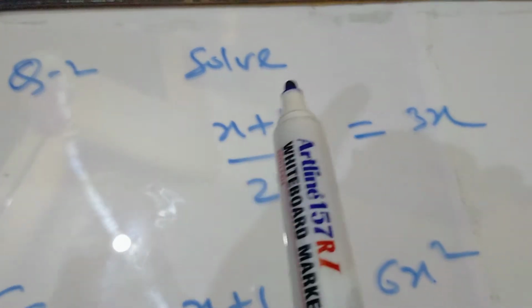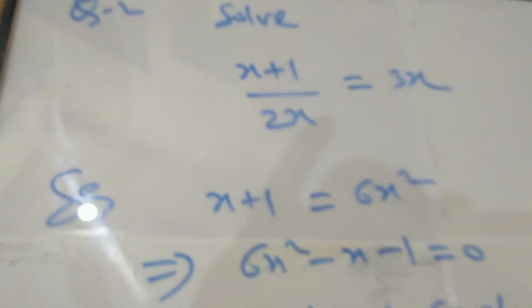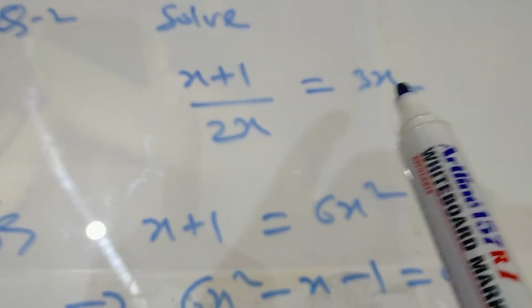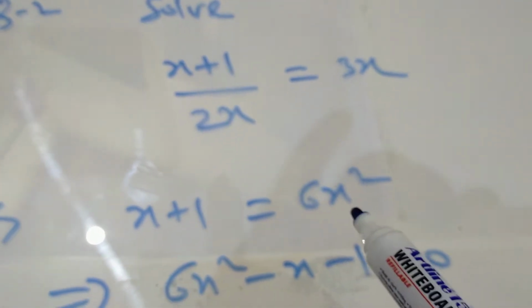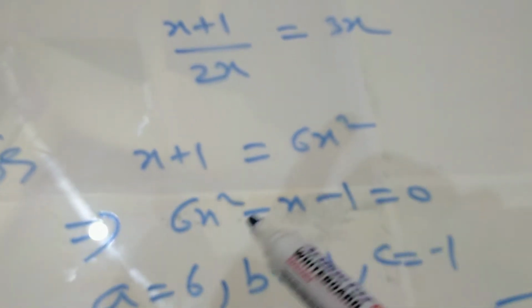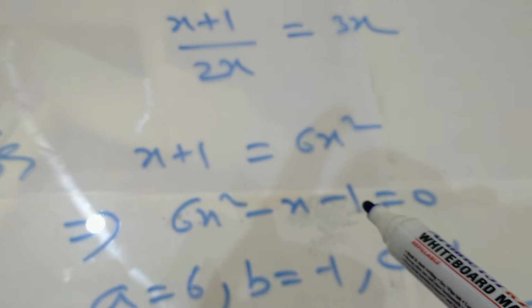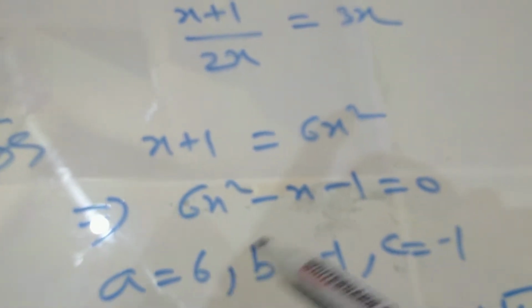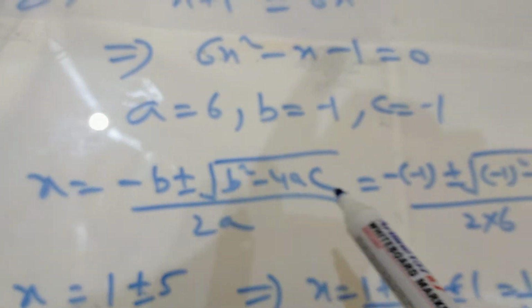Now look at another question. Solve x plus 1 upon 2x is equal to 3x. Here I cross multiplied, so I am getting 6x square, and I simplified and got the standard form ax square plus bx plus c. So here a is 6, b is minus 1 and c is minus 1. I substituted the values of a, b, c in the given formula, that is the quadratic formula.